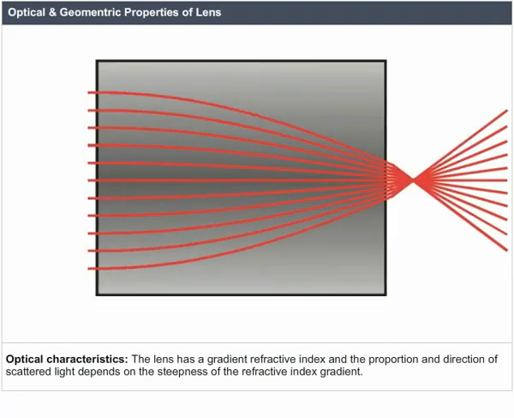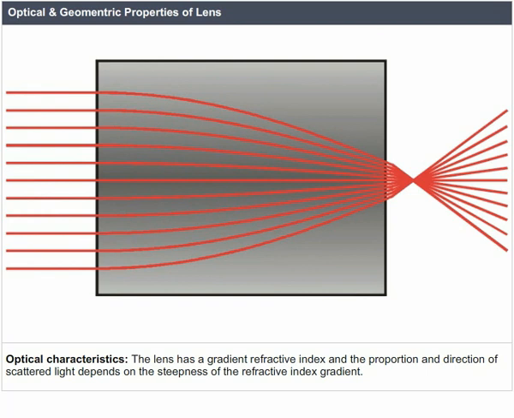Optical and geometric properties of lens. Optical characteristics. The lens has a gradient refractive index, and the proportion and direction of scattered light depends on the steepness of the refractive index gradient. Geometrics.